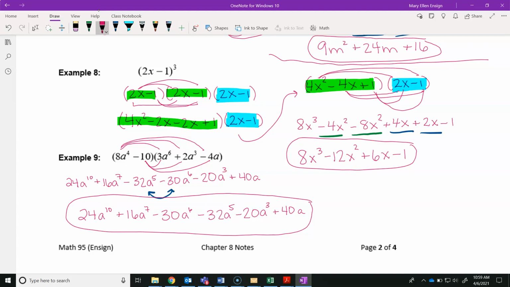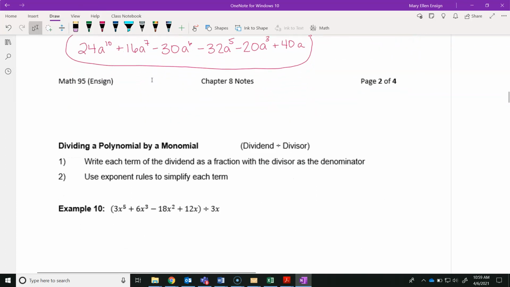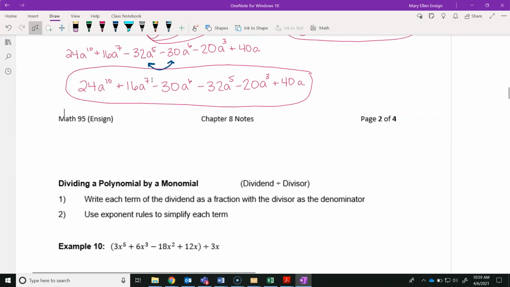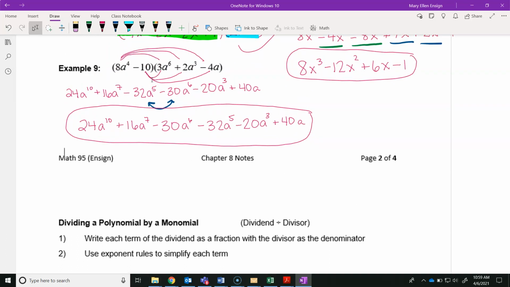Okay, so I'm going to stop this video right here because moving on, we're going into dividing, and I want to kind of keep that together in another video. We're going to do 3 different kinds of dividing. So at this point, we're done with adding, subtracting, and multiplying, and then I'll do a second video for the rest.